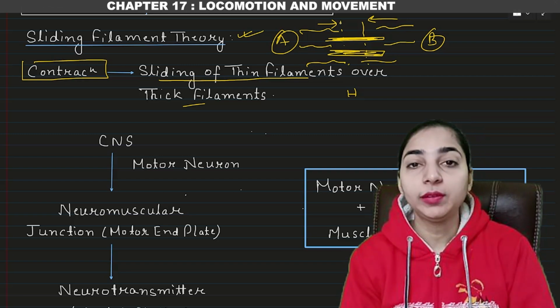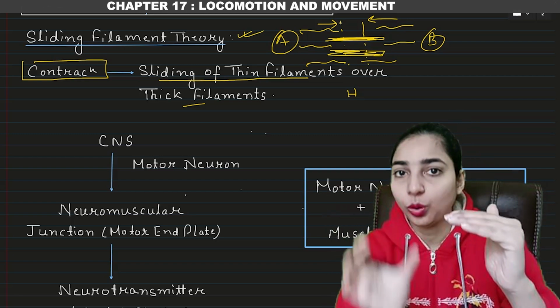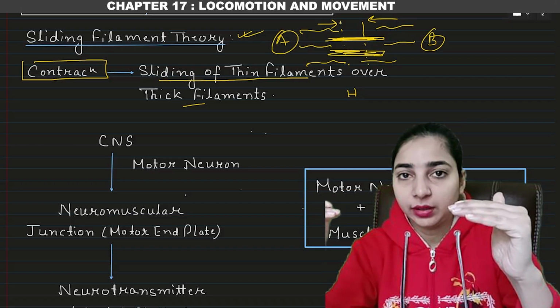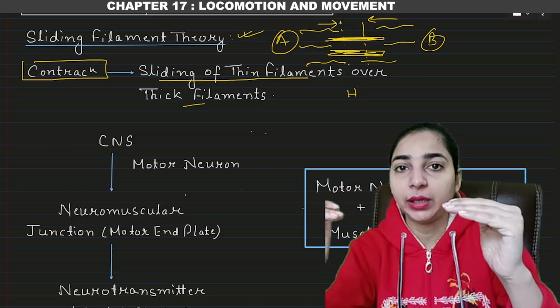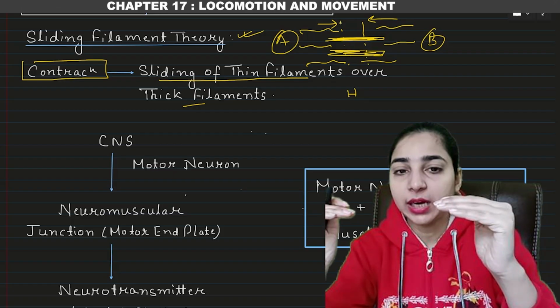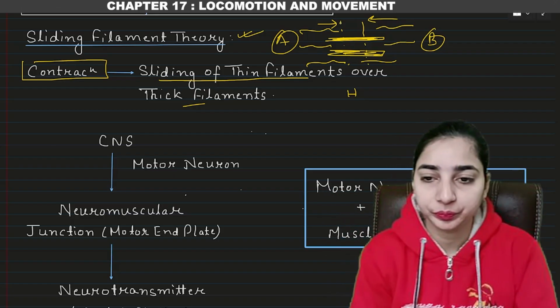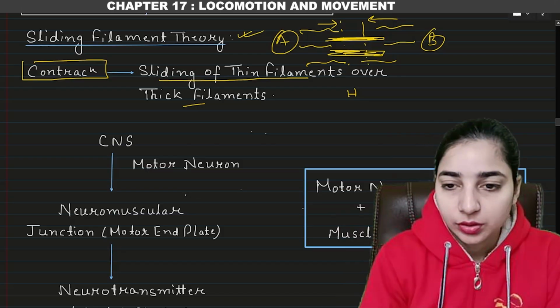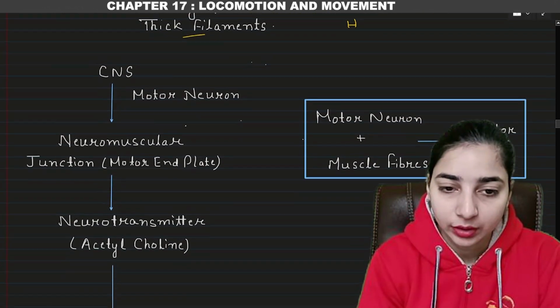Now, what will happen if they are sliding towards each other? The middle portion, which was not overlapped, will get reduced, right? If this is the H zone, which is not overlapped by the thin filaments, and the thin filaments start moving towards each other, then this H zone will get reduced. So this is what happens during the contraction of the muscle.